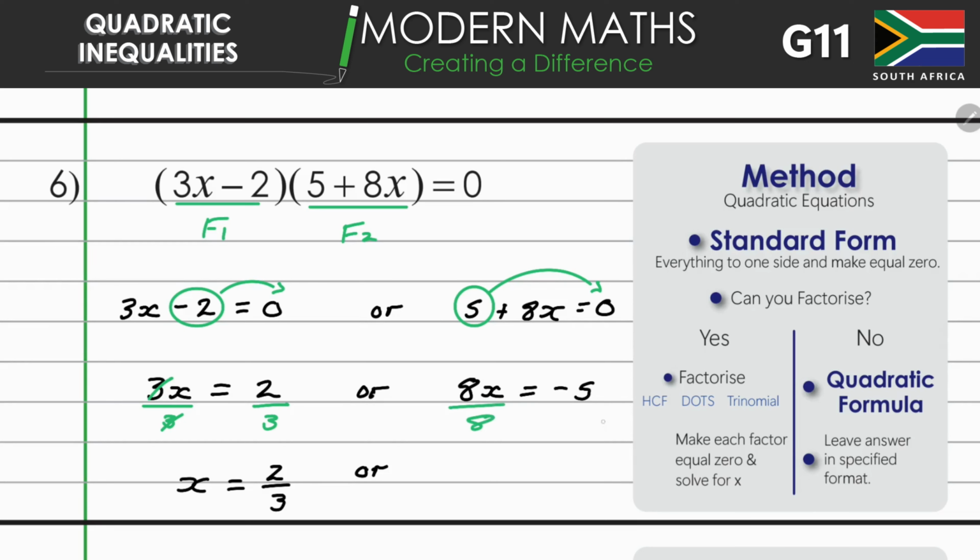Now I need to get rid of the 8 in front of x. And I divide both sides by 8 to get that accomplished. The 8's cancel over there. And then I'm just left with x equals minus 5 over 8.